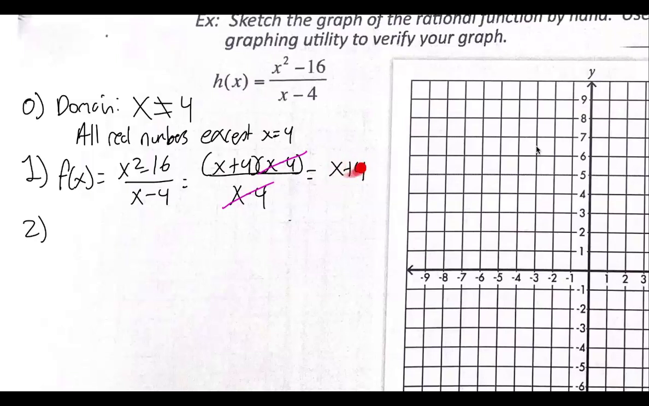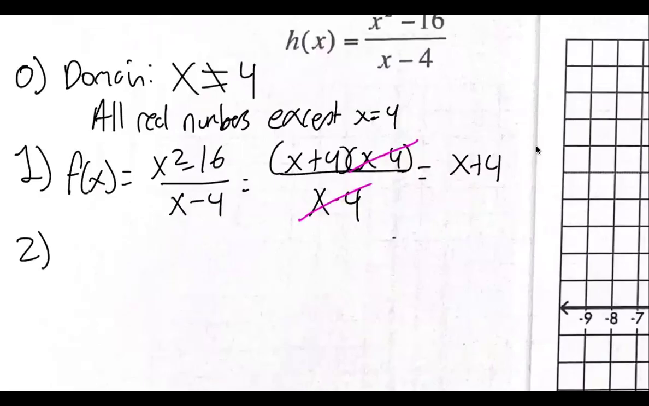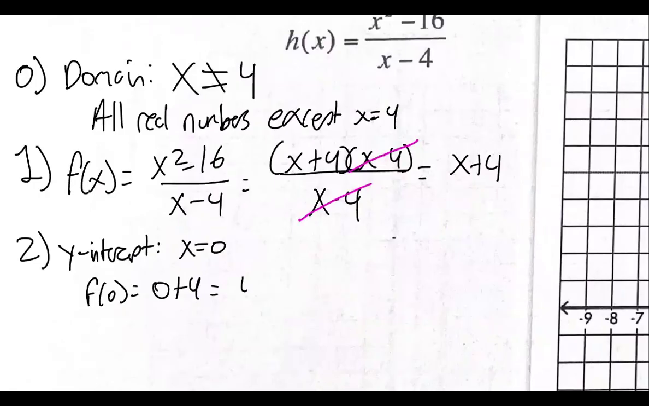So x plus 4. Remember we have, what was it, the y-intercept? When x is equal to 0, so f of 0 is equal to 0 plus 4, which in this case is just 4. So we have the y-intercept of 0, comma 4. And you can use the simplified version. You don't necessarily have to use the original equation, but you can if you want.